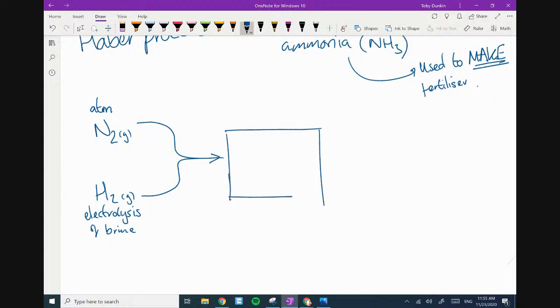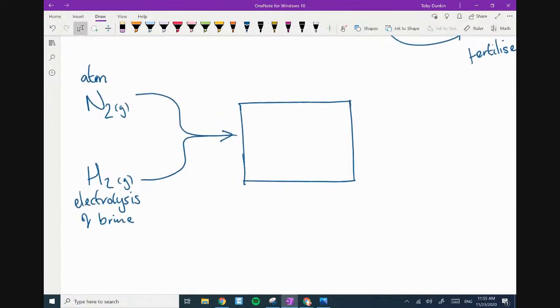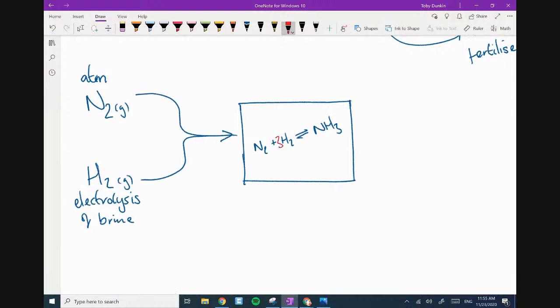And inside that reaction vessel, the reaction vessel is sealed, a closed system. What now happens is we have this reaction going on, N2 plus H2 in equilibrium to ammonia. Let's balance it so it doesn't look a mess. 3 of those and 2 of those. We have inside this vessel that reaction taking place.